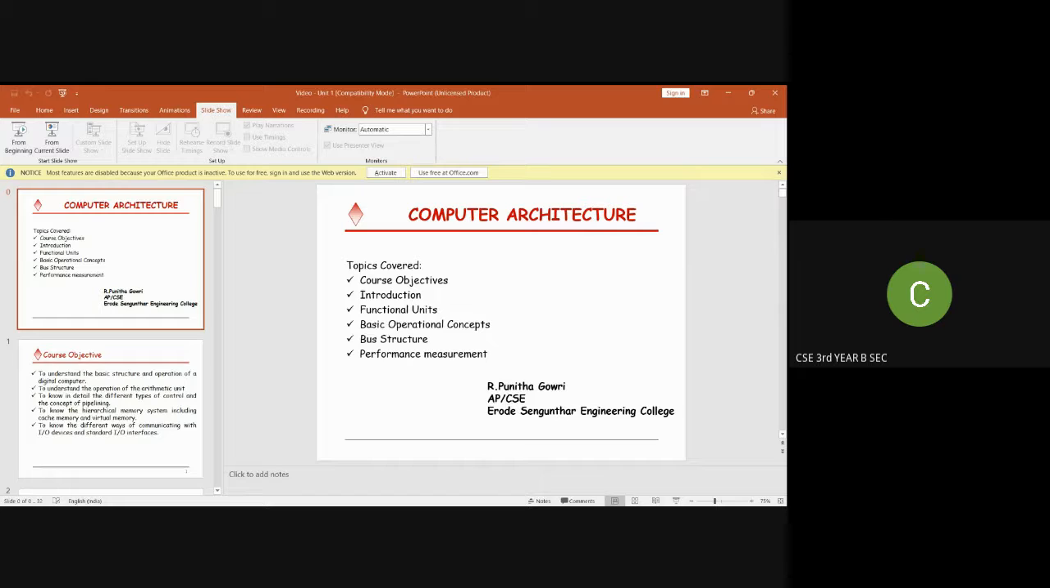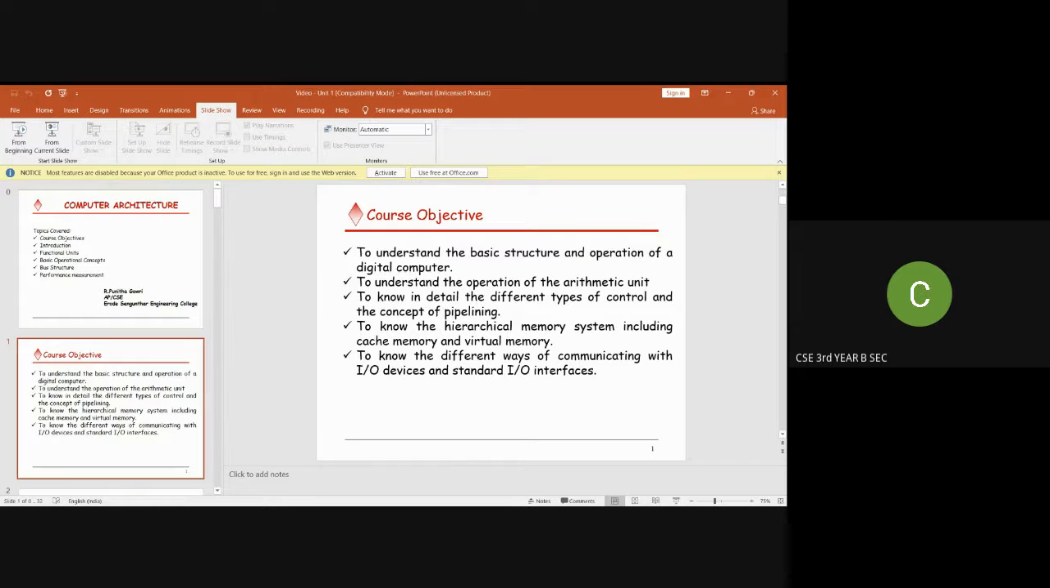Before starting into the introduction part of the computer architecture, we should know the course objectives of the subject. The first course objective is to understand the basic structure and operation of a digital computer. In order to use the computer as a computer science engineering student, we must know the parts of the computer, what the functional units in the computer are, how they are connected with each other, and how they operate in a digital computer. So all these things must be known.